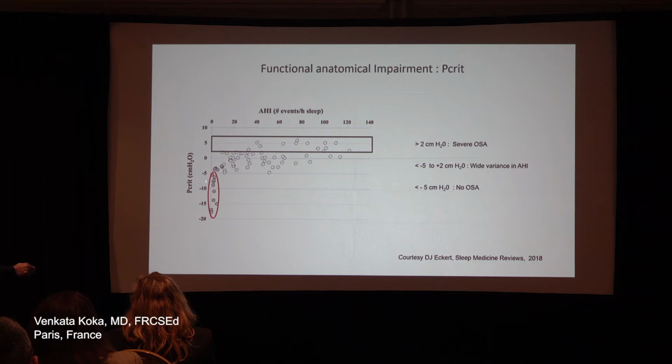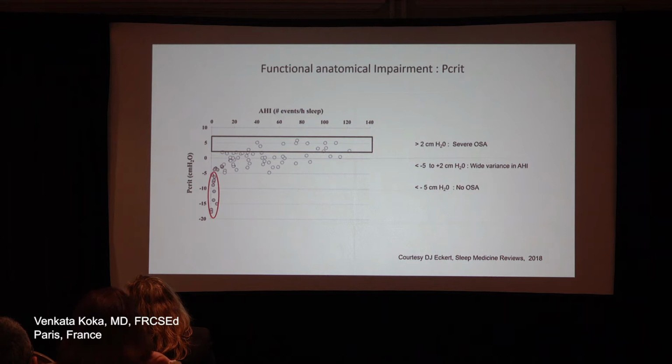In between, you have a large variance. There are normal subjects here, the dark ones. They are mild, there is moderate, and there is severe OSA. Again, what I say is that, given a certain predisposition to collapse, there's a wide variance of AHI. This gives something to think about, you'll see.